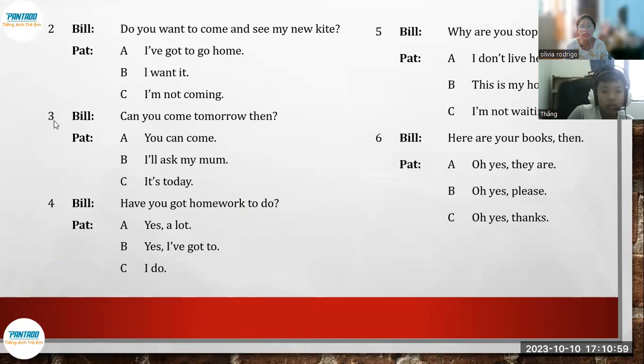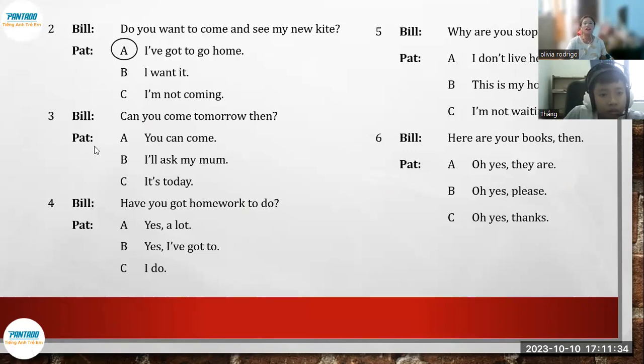Come and see my new kite. I want it. Okay, I want it. Answer. Yes. I've got to go home. Do you want to come and see my new kite? Oh, I've got to go home.